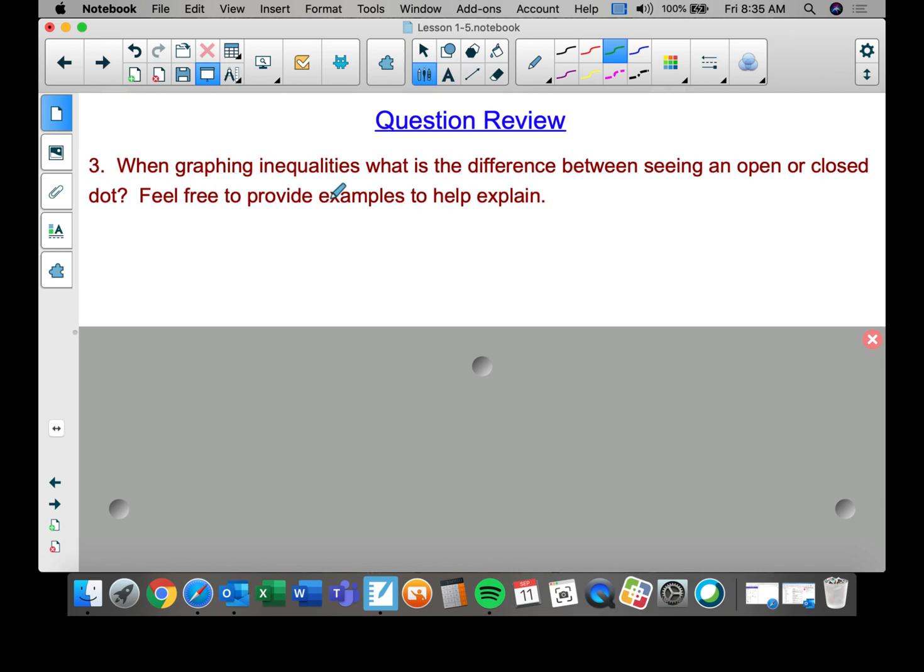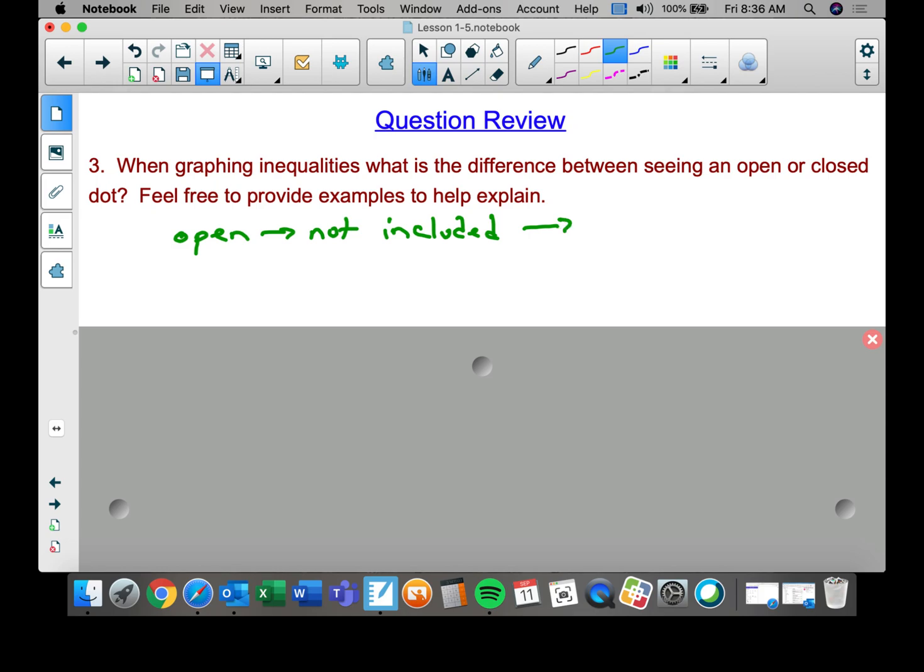Let's go on to the next one. So notice it says in number 3, when graphing inequalities, what's the difference between seeing an open and closed dot? I told you we'd talk about it. Here it is. So an open dot means that it is not included in the answer. Okay? So in that scenario, that would be a strictly less than or strictly greater than symbol.